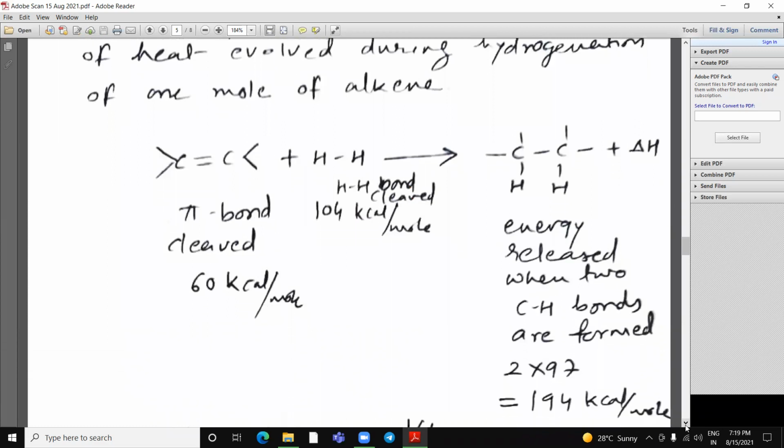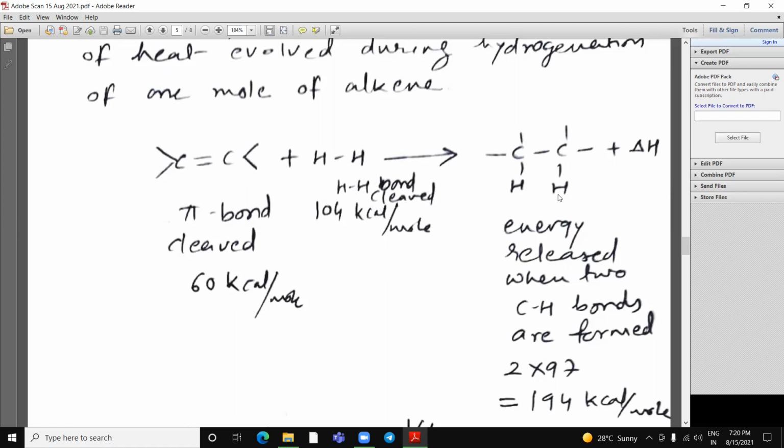See here, alkene. Here, pi bond is cleaved, and in hydrogen molecule, the sigma bond is cleaved. For cleaving of this pi bond requires only 60 kilocalorie per mole energy, whereas hydrogen requires 104 kilocalorie per mole. So overall it is 164.